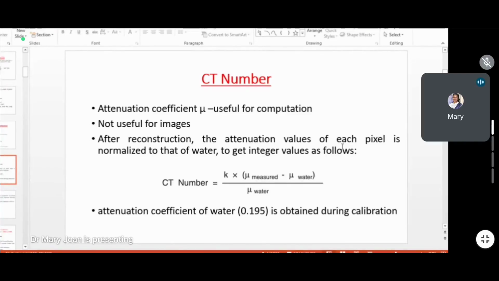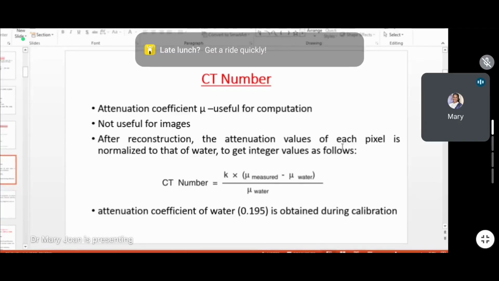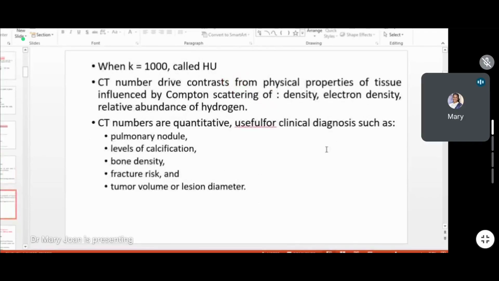Most of the body is composed of water, so we measure with respect to water, for each tissue component, whether it is hard bone, soft bone, and so on. The CT number will be proportional to the mu measured minus mu water, divided by mu water, and multiplied by K. When K is 1000, it is called the Hounsfield unit. These CT numbers are also called Hounsfield numbers.